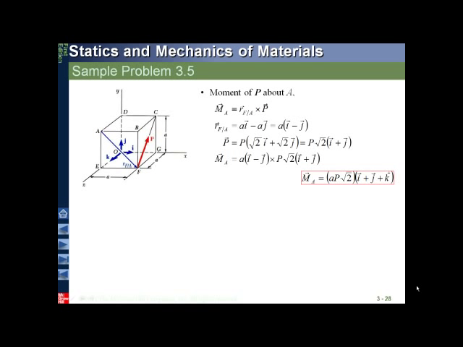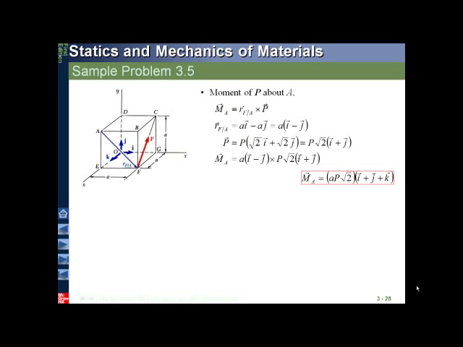The vector P, here's where there's a problem, one problem in this set of slides. They say P times the quantity 2I plus 2J. That's wrong. That should say P is equal to P divided by square root of 2 times J, minus P divided by square root of 2 times K. So that P vector they're showing there is wrong.